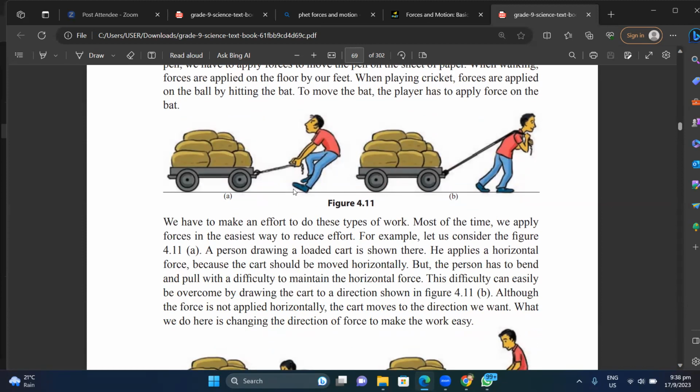Okay, you can see which one is easy. Is it A or B? Which one is easy? Yes, B. Why is B easy? Point of application. Point of application, yeah.